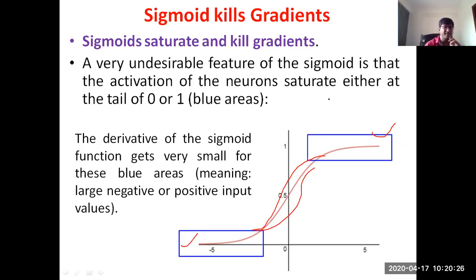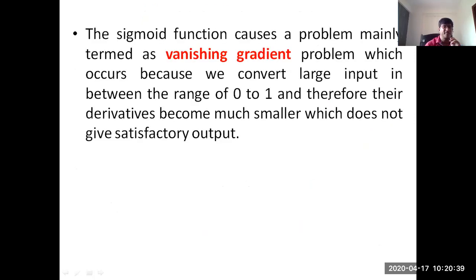Once we take the derivative of these values, however big the value near 1 or however small the value near 0, the derivative becomes very small. In a simple sense, we say that the sigmoid function causes a problem called the vanishing gradient. It occurs when we convert a large input into a range between 0 and 1, and therefore when we take the derivative, it becomes very small and does not give any satisfactory output.